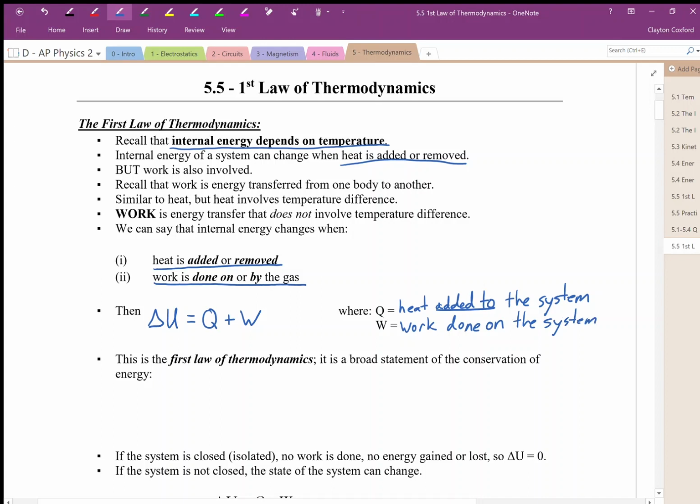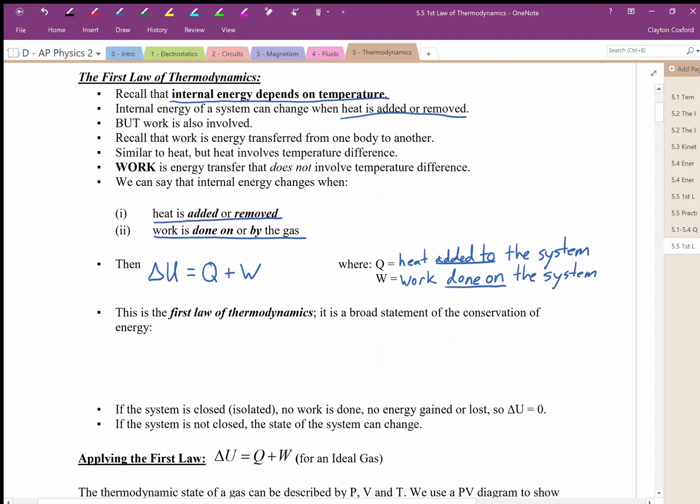It's important to say heat added to, and work done on, because this defines what is positive heat, positive work, negative heat and negative work. Positive heat would be added to the system, negative heat would be heat removed from the system. Positive work would be work done on the system, negative work would be work done by the system. So positive is something done to the system, added to, done on. That's how I always remember it.